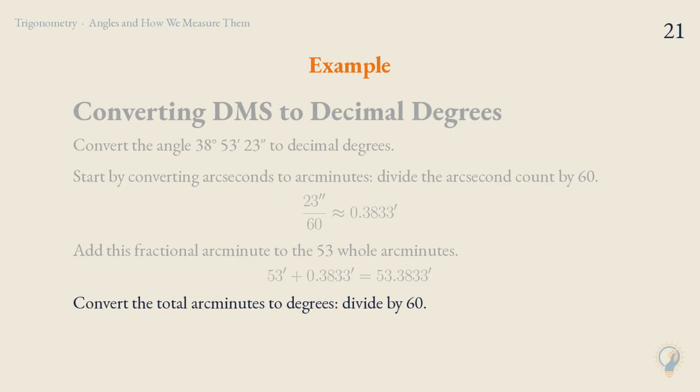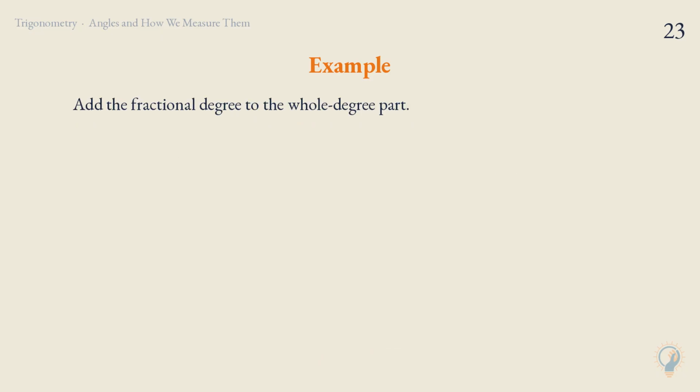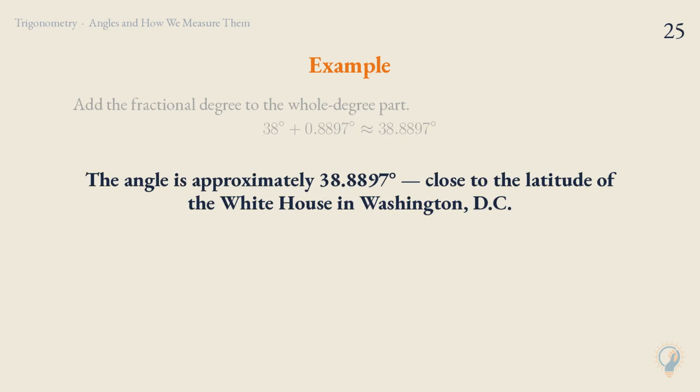Convert the total arcminutes to degrees, divide by 60. 53.3833 arcminutes divided by 60 is approximately 0.8897 degrees. Add the fractional degree to the whole degree part. 38 degrees plus 0.8897 degrees gives approximately 38.8897 degrees. The angle is approximately 38.8897 degrees, close to the latitude of the White House in Washington, D.C.